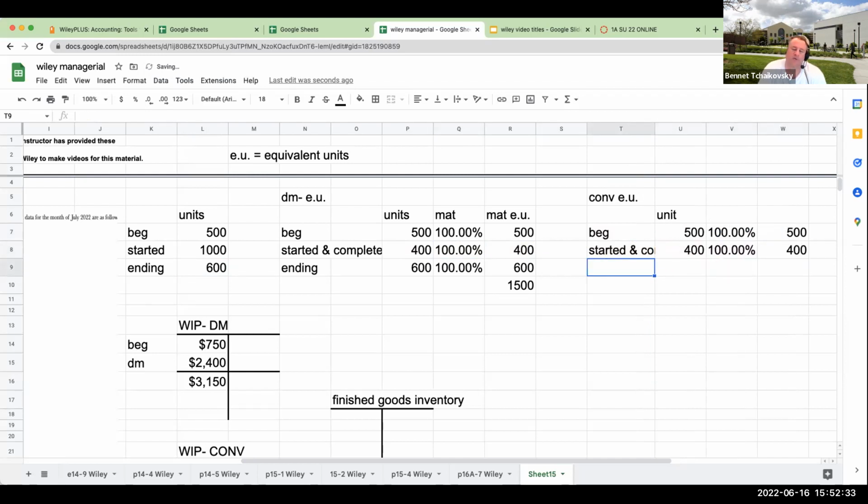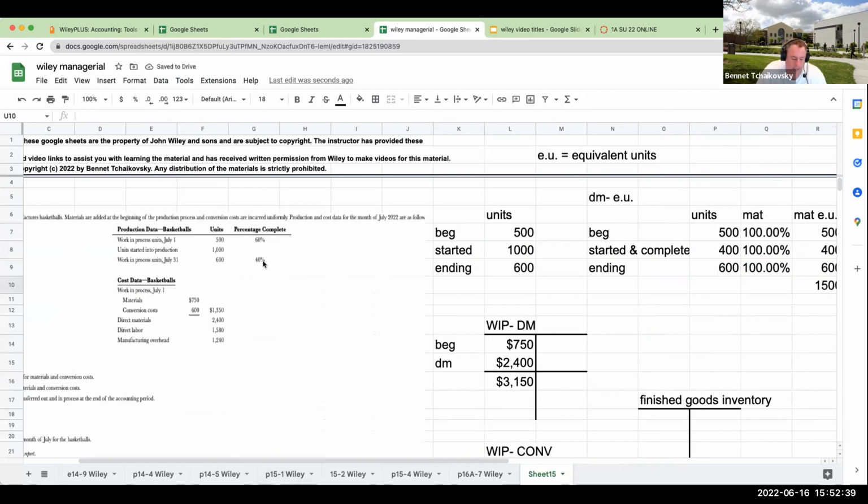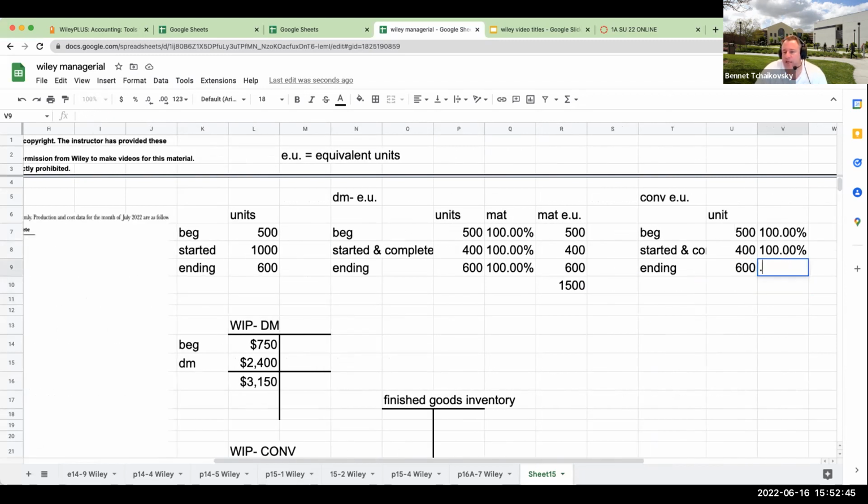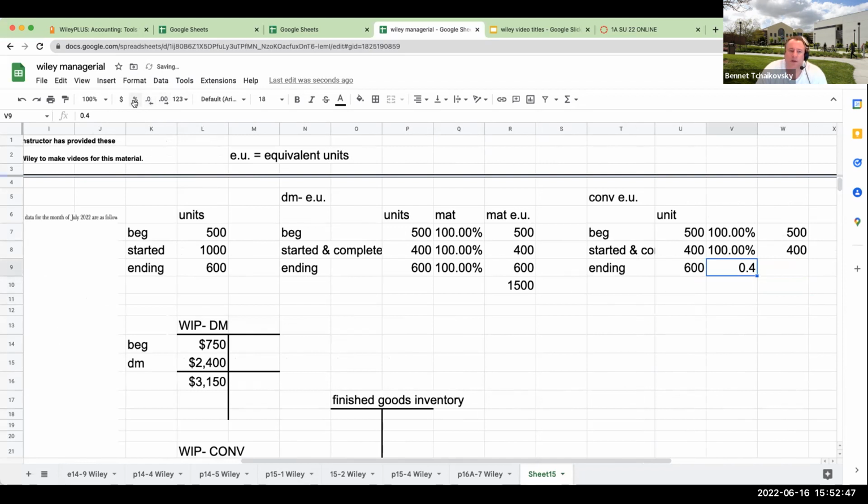And then lastly, for my ending of 600, the percentage actually comes into play. My percentage over here is at 40%. So over here, my ending is going to be at 40%. So my equivalent units for my ending under weighted average is going to be a total of 240.